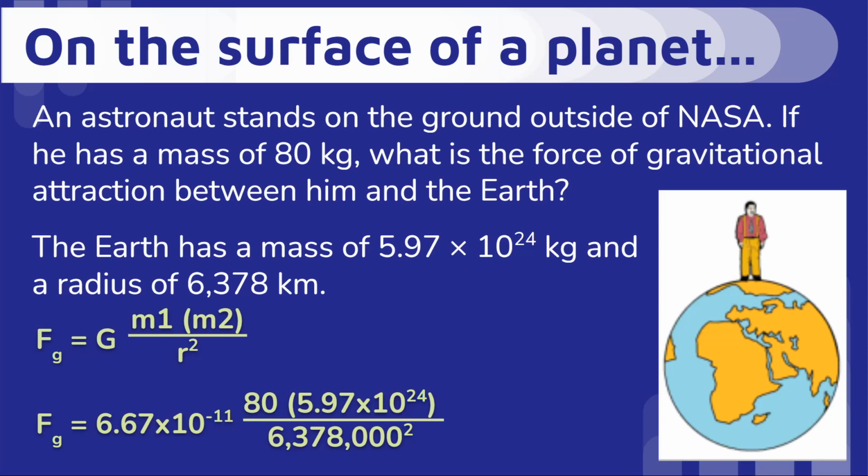Okay, so looking at my equation, here's my gravitational constant, 6.67 times 10 to the negative 11th. Here's my astronaut's mass, 80. Here's the mass of the Earth divided by the distance of separation. That's the Earth's radius squared. And when you put all these numbers in, you get a force of gravitational attraction of 783.1 newtons.